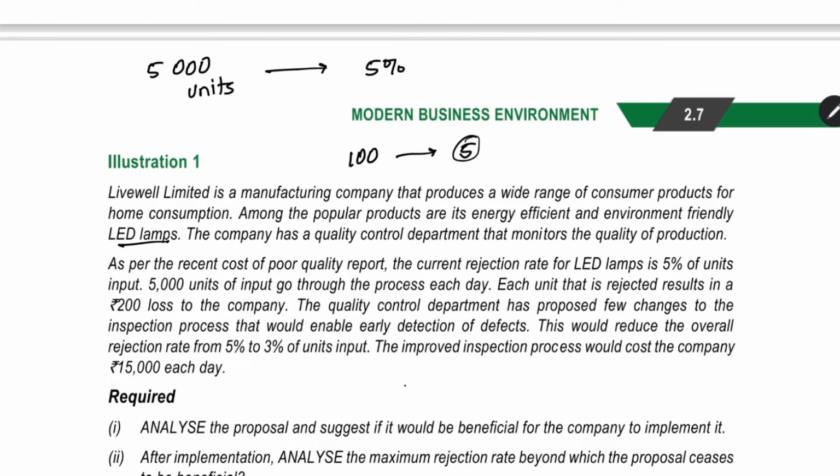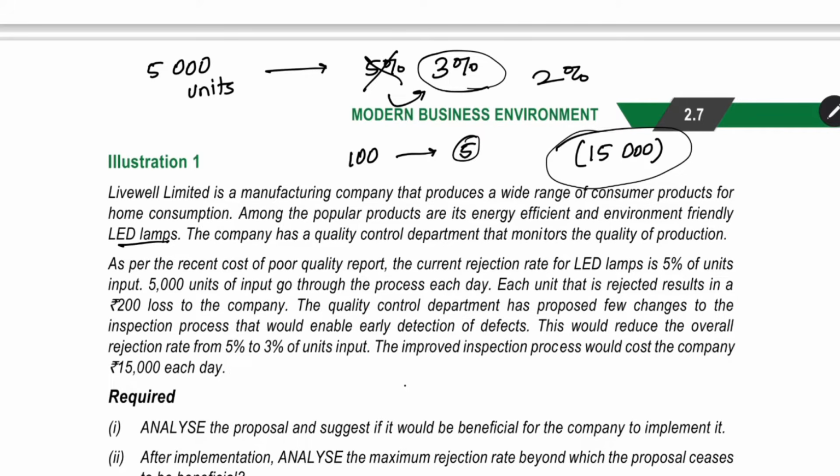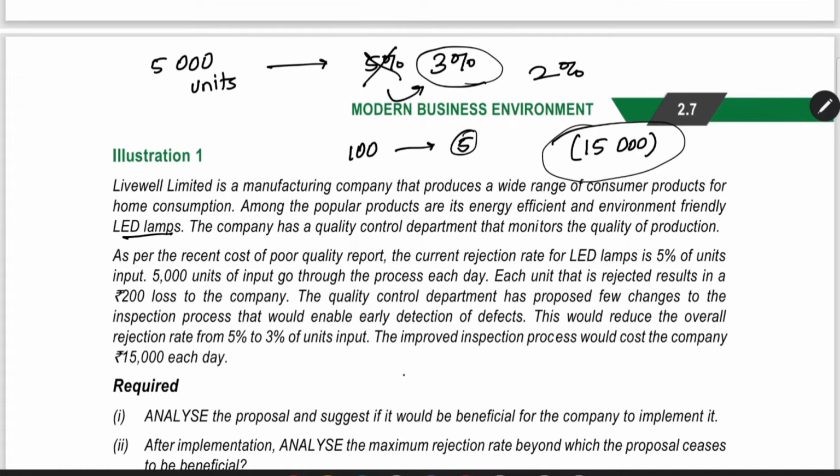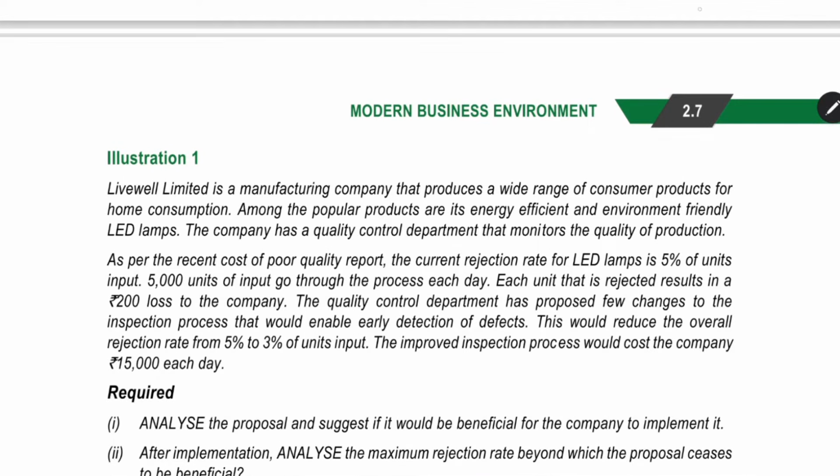And they are making a change in the quality control policy. By that change, they have to incur 15,000 rupees cost. For implementing that change, they have to incur 15,000 cost. After incurring, they will get a reduced rejection rate. The rejection rate will not be 5%. It will be reduced to 3%. For 15,000 cost, they will get the 3% rejection rate. 2% will be reduced. That is what they are telling. They are asking whether this policy is beneficial to the company or not.